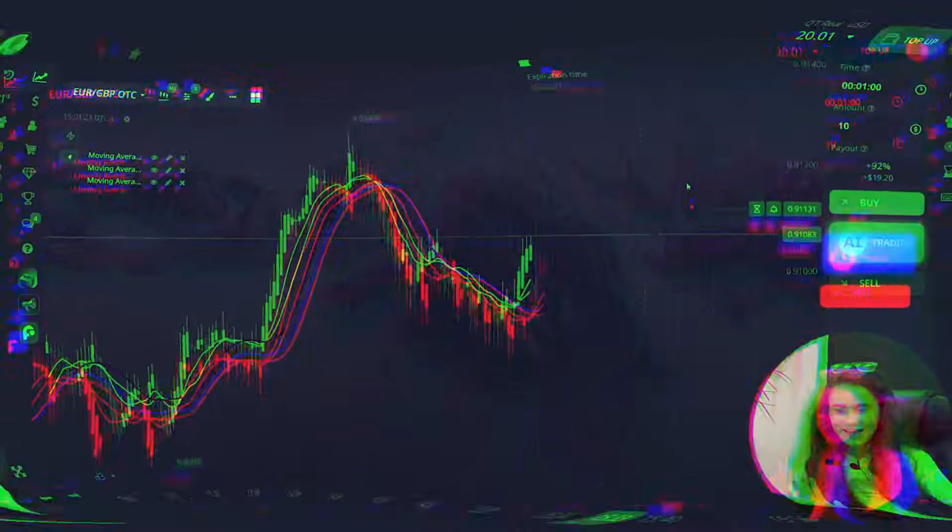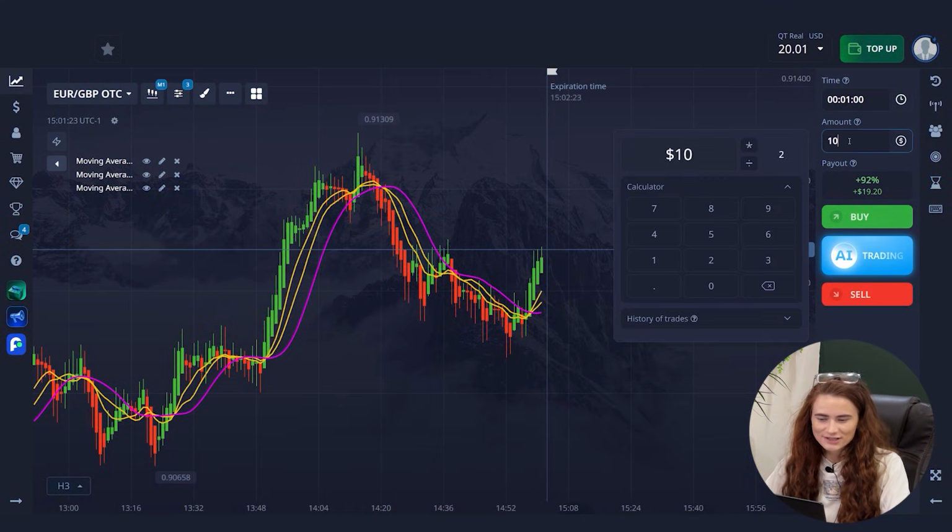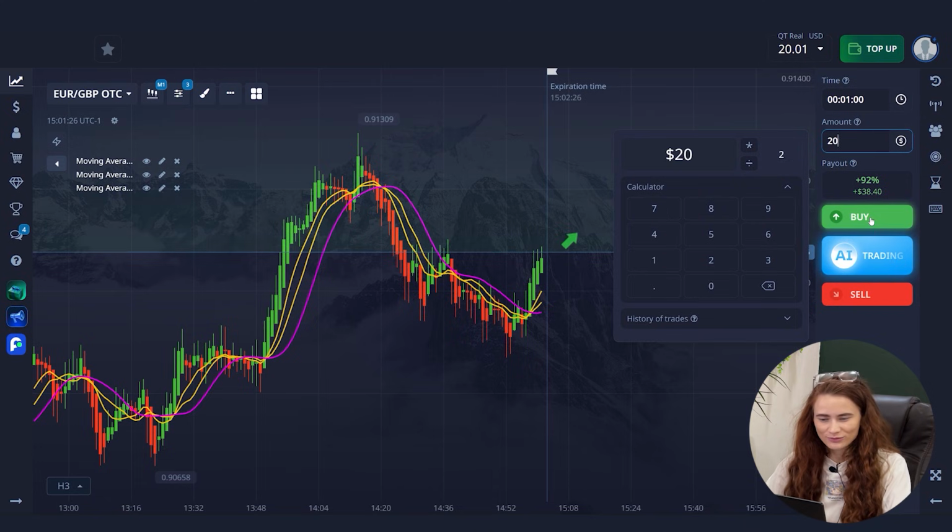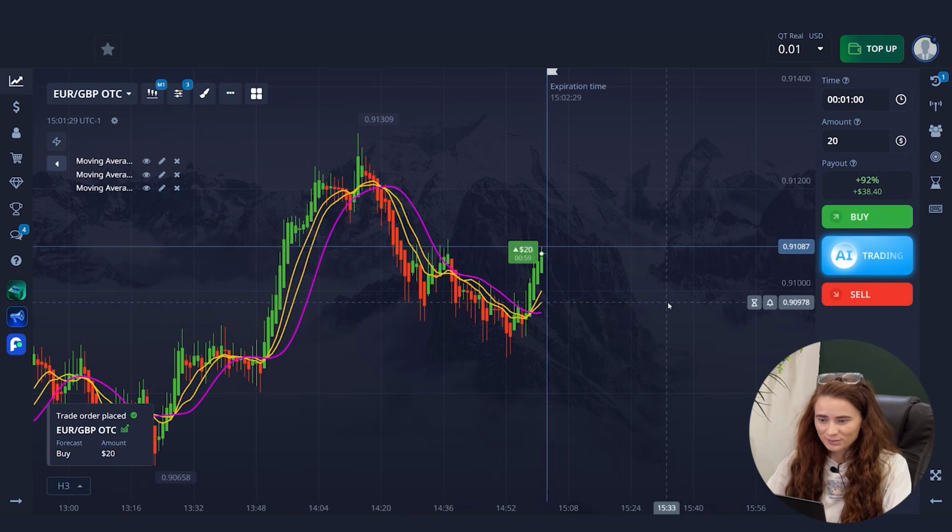Continue working. Having spent a little time on the search, I'm ready to open a new trade. The amount of the trade will now be $20 and my forecast, the price will increase. So we open the trade.